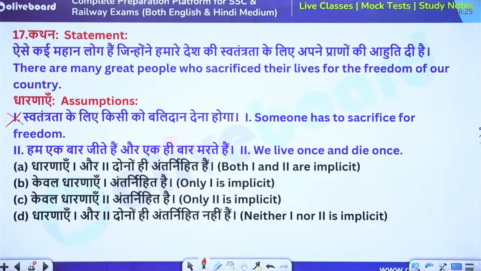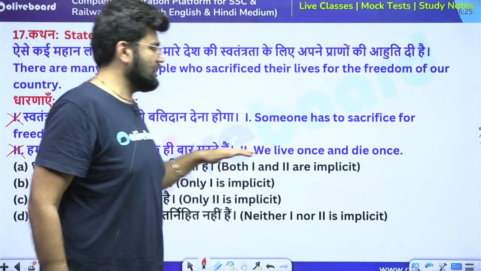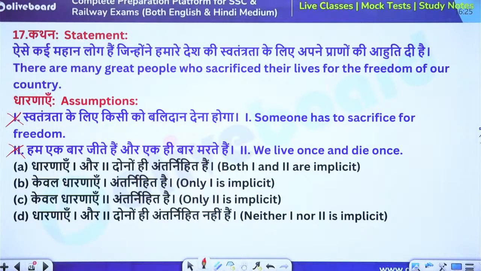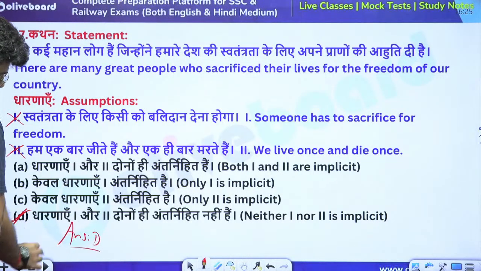And we live once and die once. This is a very generic statement. This has got nothing to do with this statement. So both of them cannot be assumed. Neither of them is implicit. Option D will be the correct answer. Okay. Next.